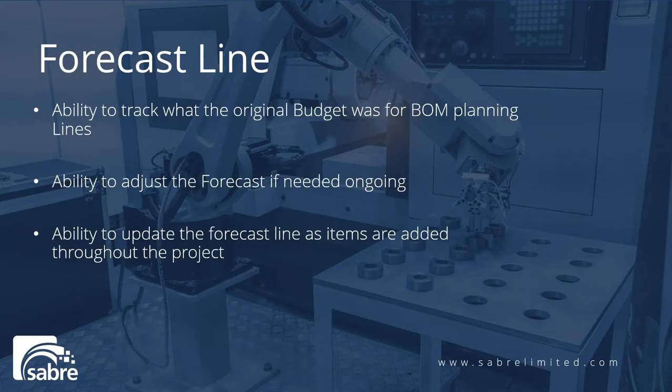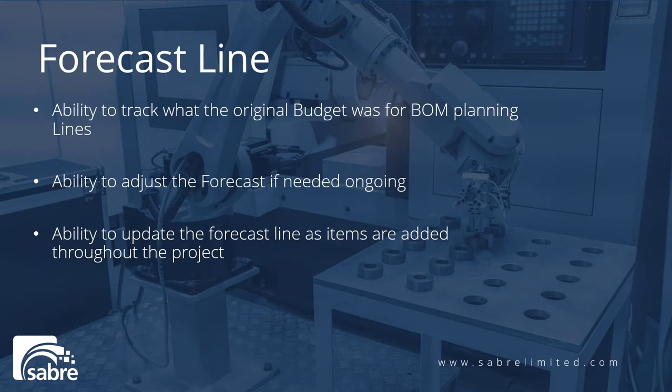So the forecast line gives us the ability to track the original budget and what it was for that specific task. A lot of the times the sales group has an initial budget that they gave the customer. We want to be able to track that as we start adding actuals and as we start adding planning lines to be able to make sure that we don't have job overages and overruns.